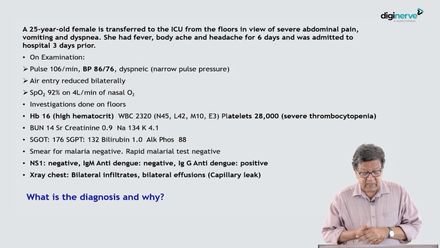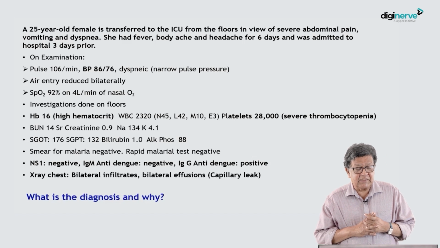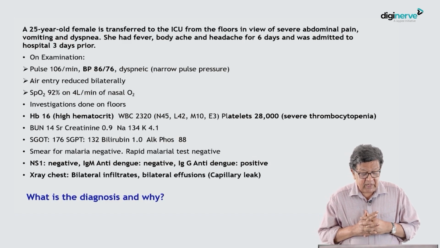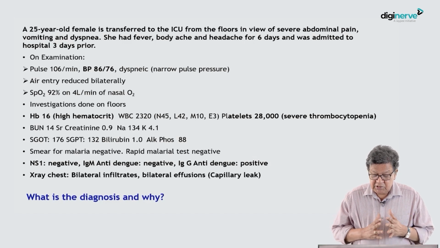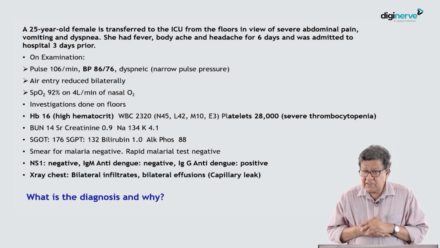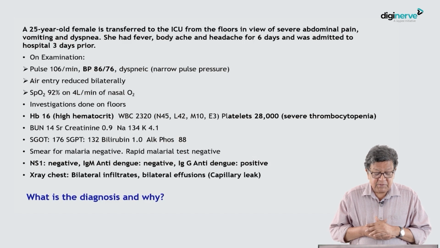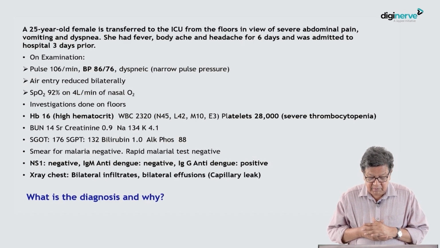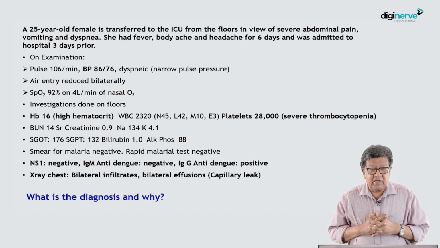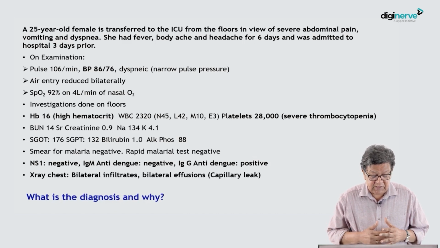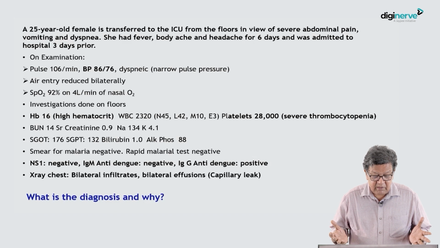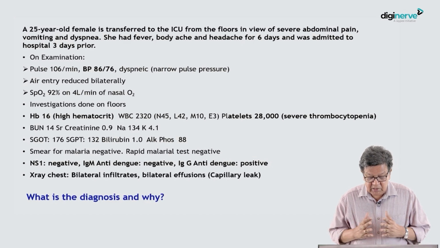This is a patient where, like I said, we look at the salient features of the clinical exam and history. One is that her blood pressure is 86/76. She is hypotensive with a very narrow pulse pressure. Her hemoglobin is 16, so she has a high hematocrit. She has neutropenia and very severe thrombocytopenia. NS1 is negative, but IgG anti-dengue is positive and malaria is negative. X-rays suggest bilateral infiltrates, most probably due to a capillary leak. So, this patient has severe dengue because of all these reasons: the high hematocrit, the narrow pulse pressure, the thrombocytopenia, the neutropenia, and the positive IgG anti-dengue.